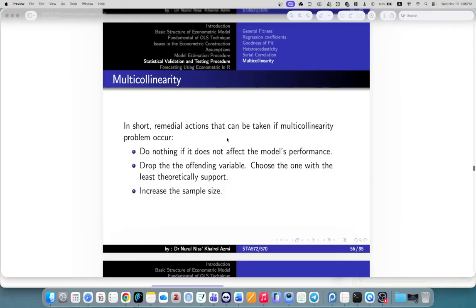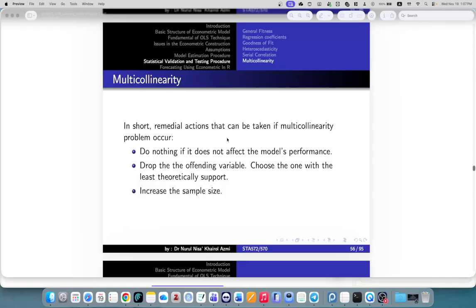It means that even though you have x1t and x2t, the theoretical justification for x2t is weaker compared to x1t, like our previous example. So you can drop x2t instead of x1t. Or alternatively, if you increase the time period, you may solve the multicollinearity problem, so you don't have to remove any variables.